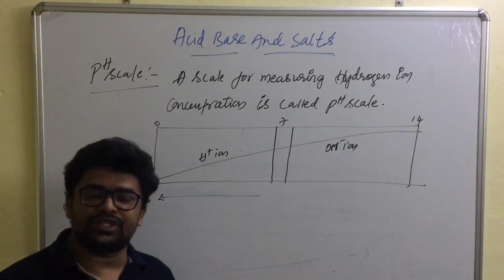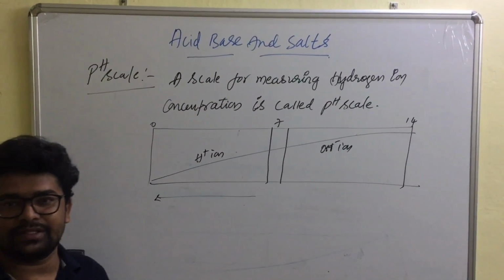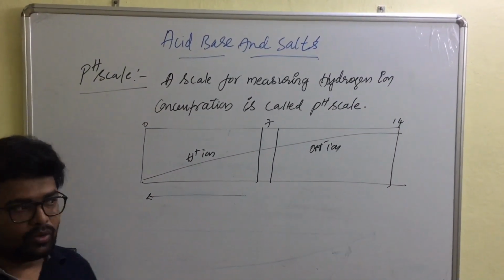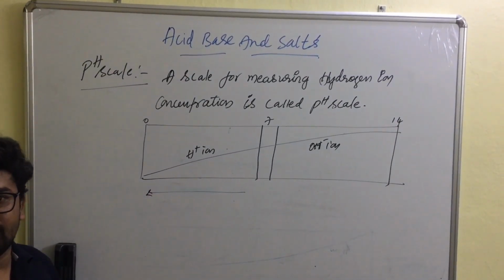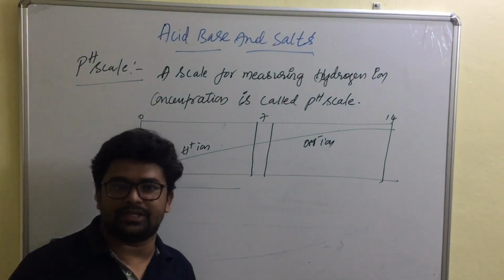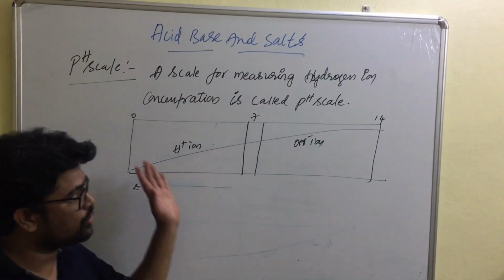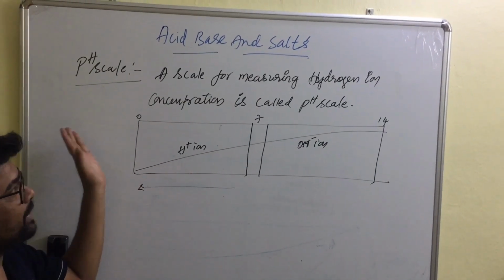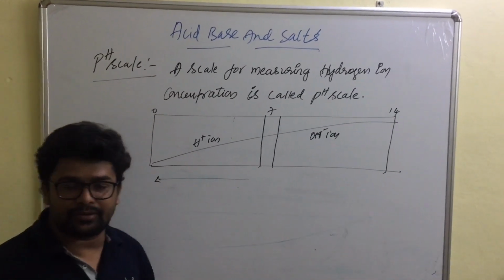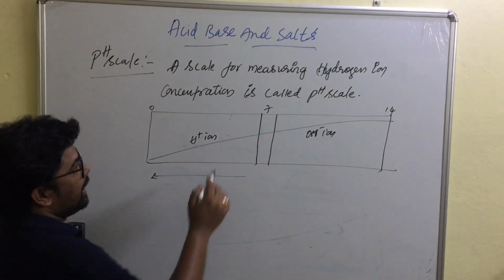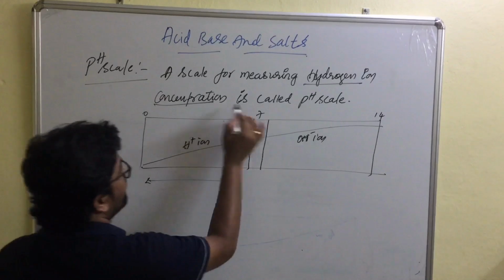In the previous class we studied the chemical properties of acids and we studied indicators. What are indicators? The substances which are used to know the nature of substances, whether it is acidic or basic, are called indicators. In today's class we are going to discuss the pH scale. It's a type of indicator which is used to measure the hydrogen ion concentration in a solution.